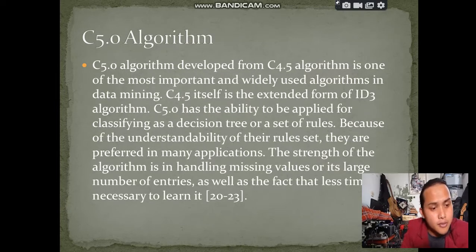The first one is the C5.0 algorithm, developed from the C4.5 algorithm, which is one of the most important and widely used algorithms in data mining. C4.5 itself is the extended form of the ID3 algorithm. C5.0 can be applied for classifying as a decision tree or a set of rules. Because of the understandability of their rule sets, they are preferred in many applications. The strength of the algorithm is in handling missing values and a large number of entries, as well as the fact that less time is necessary to learn it.